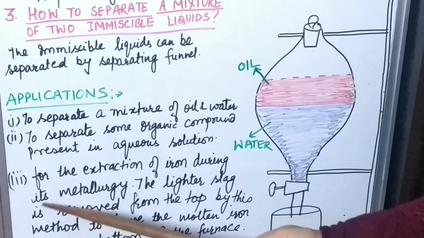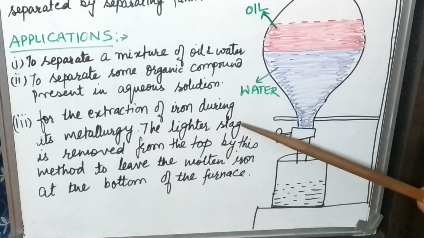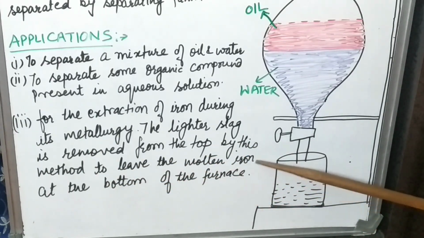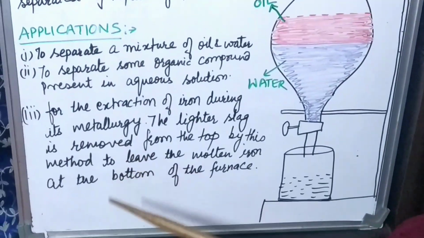Now third, for the extraction of iron during its metallurgy, the lighter slag is removed from the top by this method to leave the molten iron at the bottom of the furnace. See children, in class 8 you have studied the extraction of metals. There you saw that there were three processes. First, concentration of ore, second was reduction, and third was refining. So I am talking about the metallurgical part here.